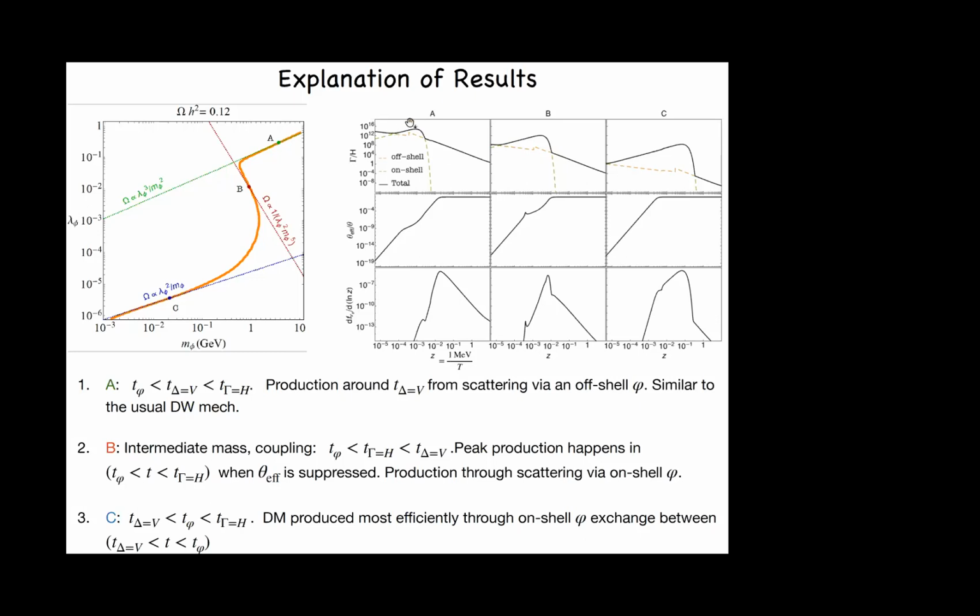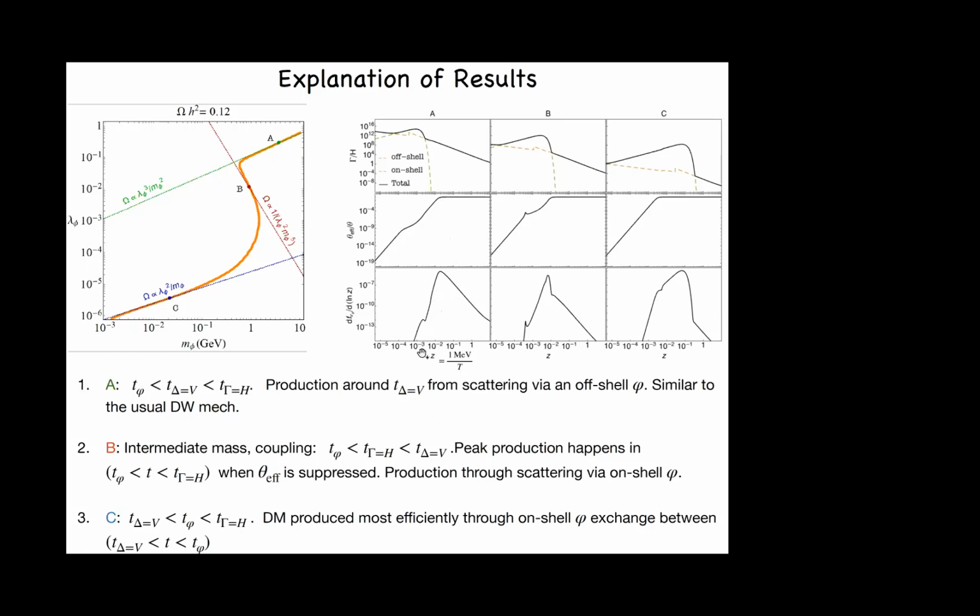So for case A, essentially, because the mediator is quite heavy and the coupling is large, the first time scale, where the mediator cannot be produced on shell, is reached first. So the mediator is always off shell. Then you reach a time scale where the mixing angle is unsuppressed. And then finally you reach a scale where the reactions fall out of equilibrium. So as you can see, this peak is essentially giving you the peak production. The peak production essentially happens around this time scale, T where delta equals V, and it happens via scattering of an off shell phi. And this peak production is reached when the mixing angle is essentially unsuppressed.